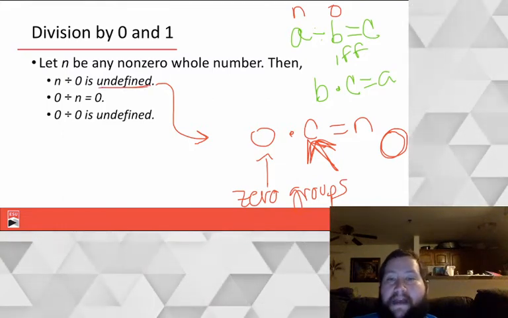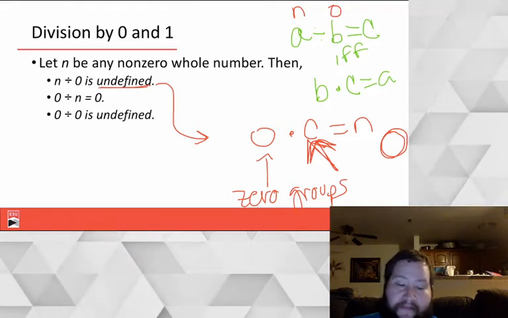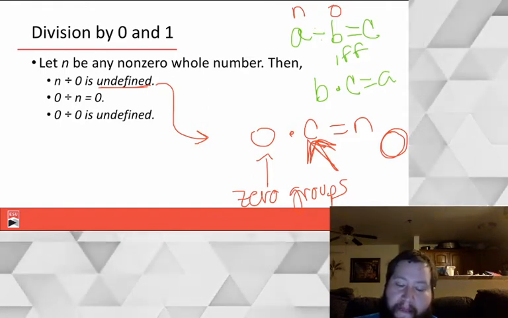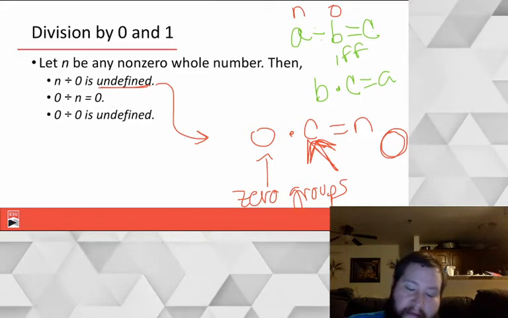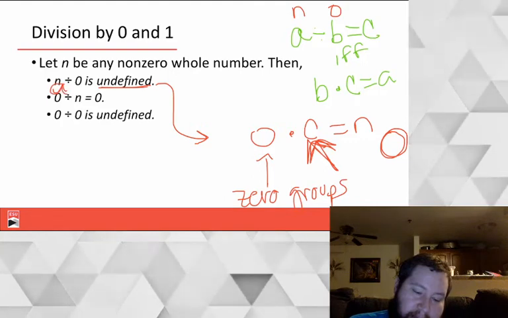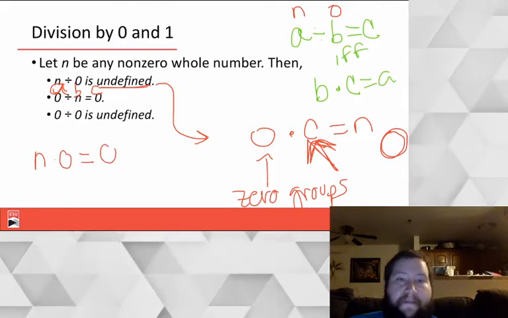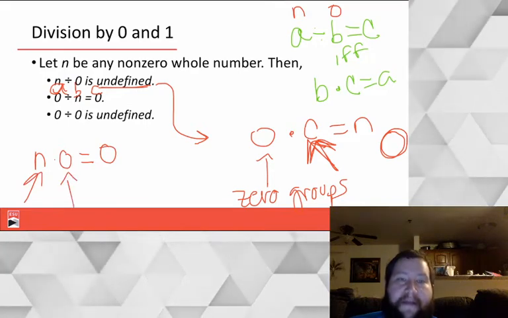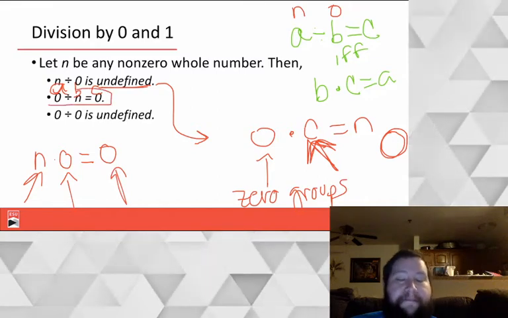0 divided by any number is 0. We can do our rearranging if you would like. So we have n, 0, and a, b, and c. So we have n times 0 equals 0. If I have n groups, but they're all of size 0, it doesn't matter how many I have, I get 0 at the end. So 0 divided by n is 0.